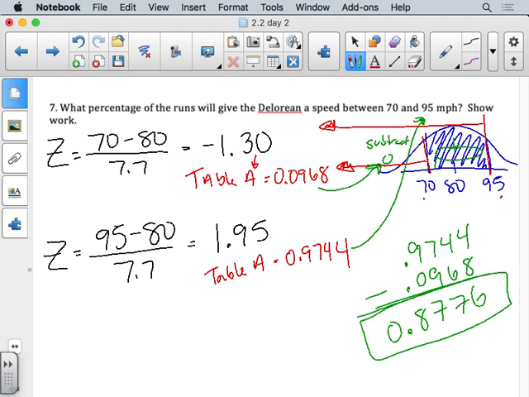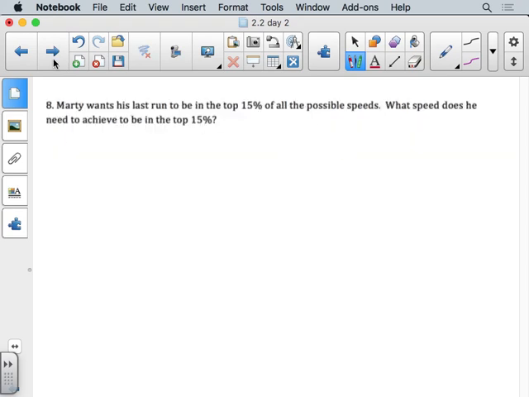Super. Okay, so we did less than, we did greater than, we did in between, and then number 8 is the last variation that we have. So there's basically 4 different problems that you can do with these things. You can have less than, greater than, in between, or now we have, Marty wants to be in the top 15% of all possible speeds. What speed, so what number does he need to be at to achieve the top 15%?